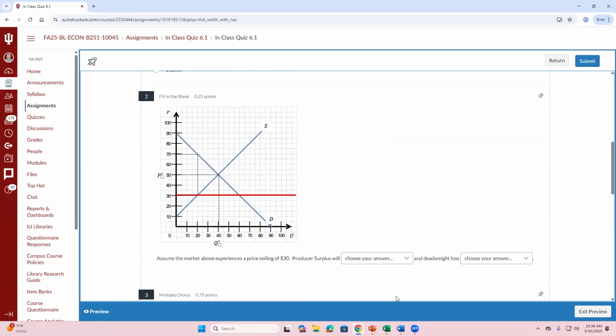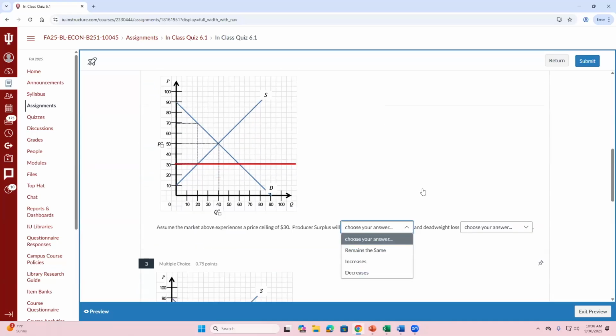All right, so this next one, we've just got drop downs of increase, decrease, and stays the same, right? So I have the exact same setup, right?